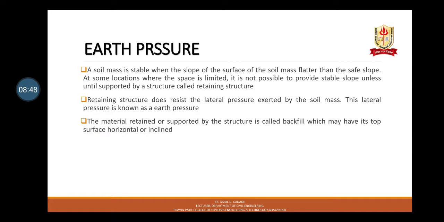Moving to earth pressure. A soil mass is stable when the slope of the surface of the soil mass is flatter than the safe slope. At some locations where the space is limited, it is not possible to provide a stable slope unless it is supported by a structure called a retaining structure. A retaining structure resists the lateral pressure exerted by the soil mass. This lateral pressure is known as earth pressure. The material retained or supported by the structure is called backfill, which may have its top surface horizontal or inclined.